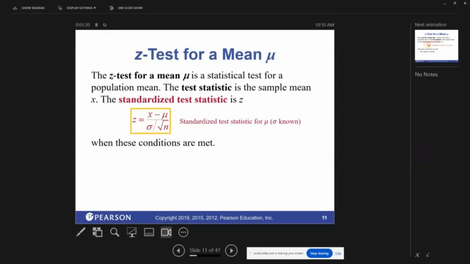Okay, so the z-test for a mean. The z-test for a mean is a statistical test for a population mean. We've seen this formula before, but just to remind you, the test statistic is the sample mean X bar. The standardized test statistic is Z. Z is equal to X bar minus the mean. And you're going to divide that by the standard deviation over the square root of n. N is your sample size.